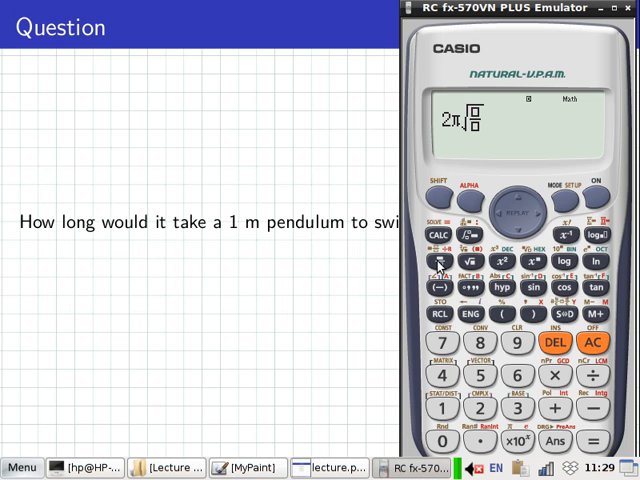Right. What's the L here? 1. And the G? 9.81. So look, this is the time for one swing. 2 seconds. So what do I do next? Multiply by 10? That's the time for 10 swings. 20 seconds. 20.1 seconds. Is it okay, Ken? Siva? You understand what I did previously, and then I just multiplied this by 10.